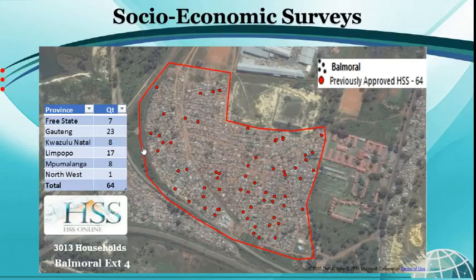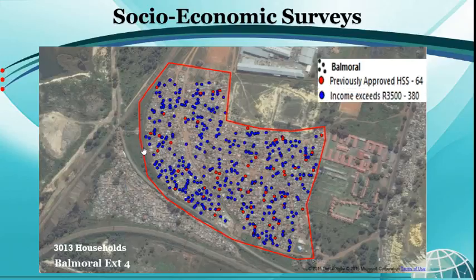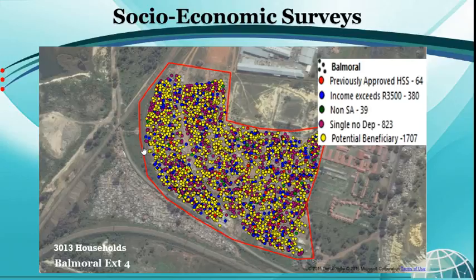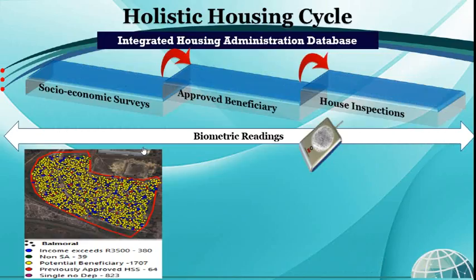Other categories include income too high, non-South African citizens, and single beneficiaries with no dependents. This process allows the identification of potential beneficiaries as illustrated by the yellow dots on the map. These reports and filtering techniques are easy and user-friendly and ensure a smooth identification of potential beneficiaries in the settlement. This concludes the first step of the holistic housing cycle web-based application.